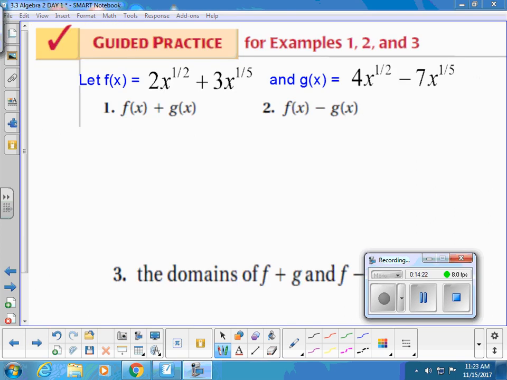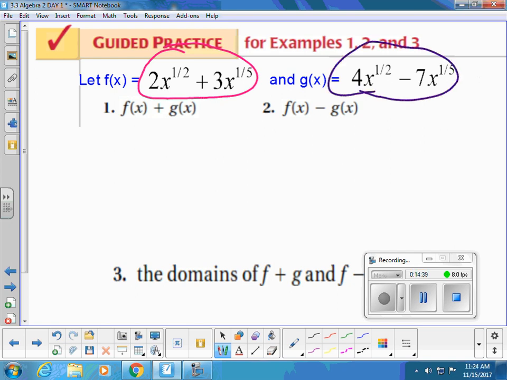All right, we're going to do one last problem here. This time our functions are 2 terms apiece. So this is going to be something a little different. Go ahead and we're going to circle our f function in pink, our g function in blue, and we're going to add f of x plus g of x. So 2x to the 1/2 plus 3x to the 1/5 is getting added to 4x to the 1/2 minus 7x to the 1/5. Now, no need for parentheses to isolate f from g because we're just adding here.